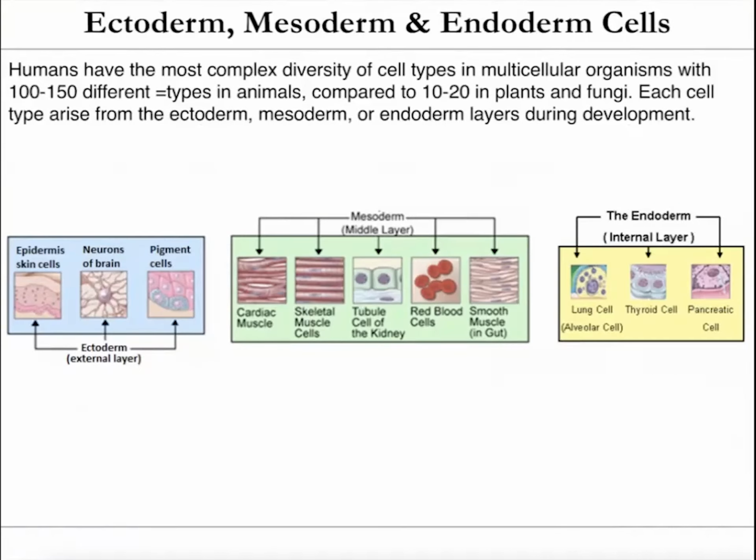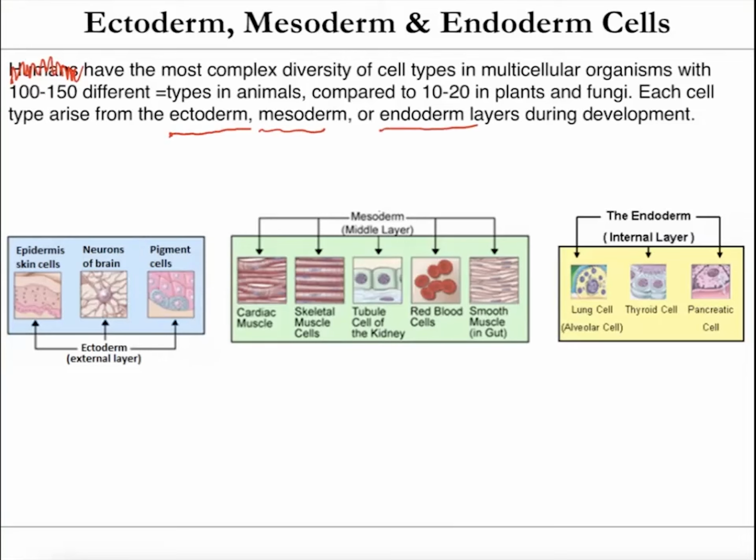So animals, not humans specifically, but animals have the most complex diversity in cell types compared to plants and fungi. So multicellular animals have about 100 to 150 different cell types, whereas plants and fungi have about 10 to 20. So that's quite interesting. And each of these cell types, as I mentioned before, comes from those stages in your development, from the ectoderm, the mesoderm, or the endoderm that occurs after gastrulation.